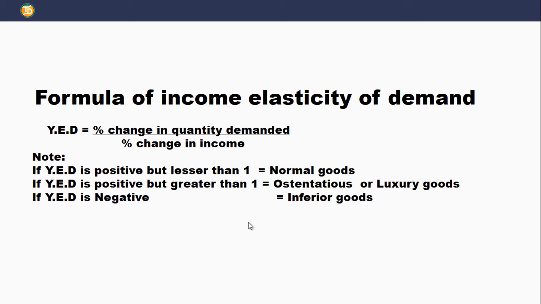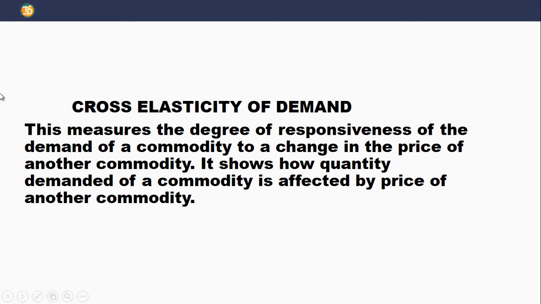Let's look at the last type of elasticity of demand, which is cross elasticity of demand. Cross elasticity of demand measures the degree of responsiveness of demand of a commodity to a change in price of another commodity, which means under cross elasticity of demand, we are looking at two commodities. We are looking at how change in quantity demanded of a commodity is being affected by price of another commodity.